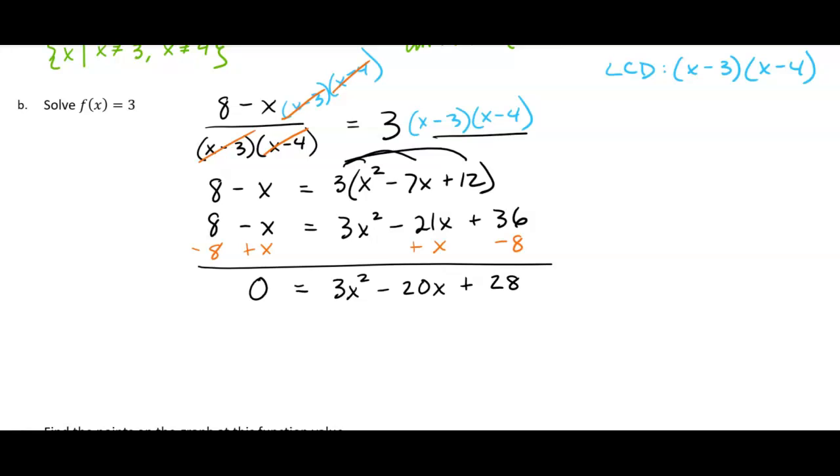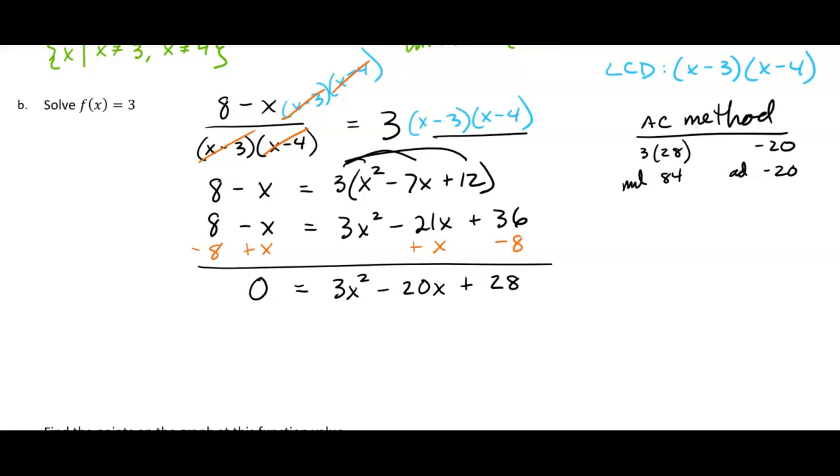Well, it doesn't have a greatest common factor. I have to try to factor that 3x squared minus 20x plus 28. So I'm going to go ahead and do the AC method. I'm going to write up here so I can have some room. So I'm going to go 3 times 28, which is what? 84. And I want to add to be a negative 20. So multiply to be 84, add to be negative 20.